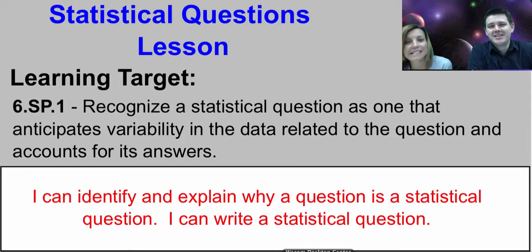Lesson 1, statistical questions. Our target is going to change. It's 6.SP.1: Recognize a statistical question as one that anticipates variability in the data related to the question and accounts for it in the answers. So our I can statement is: I can identify and explain why a question is a statistical question, and then I can write my own statistical question. So you're going to put that under the target and the I can statement on the top of your note packet, and then hit play.